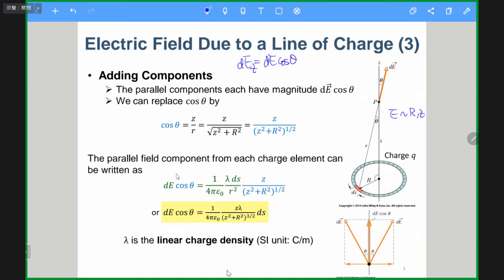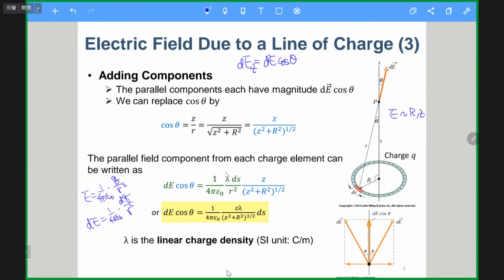And so for here, the z-axis component is dE cosine theta. Okay, so dE will be 1 over 4 pi epsilon naught, this is k, because originally E is 1 over 4 pi epsilon naught times Q over R squared. R is the distance from the point we are concerned with to the charge, and this is the charge amount. Here we consider dE, so we will have dE equals 1 over 4 pi epsilon naught times dQ over R squared. Okay, so here dQ will be lambda ds.